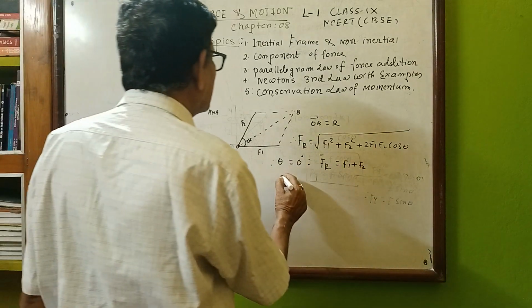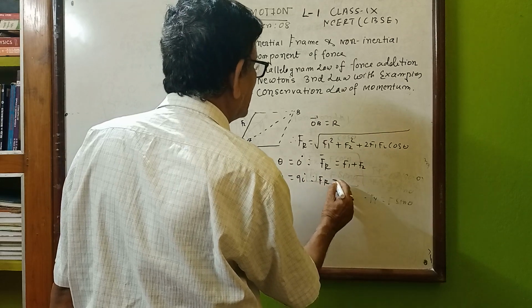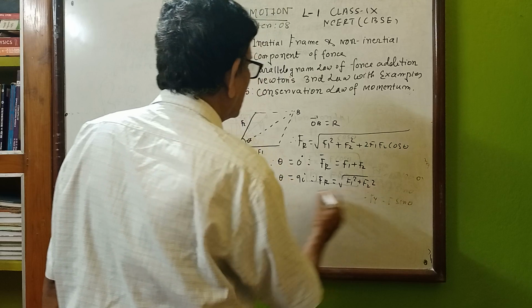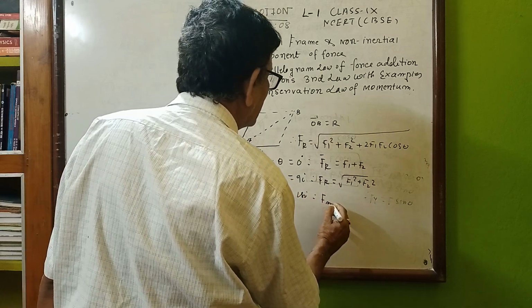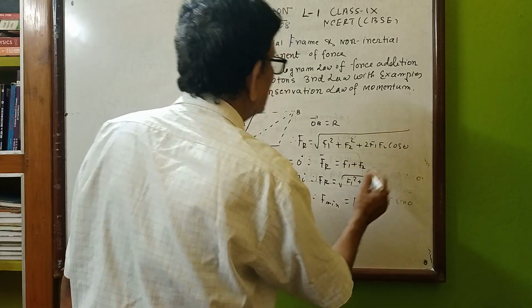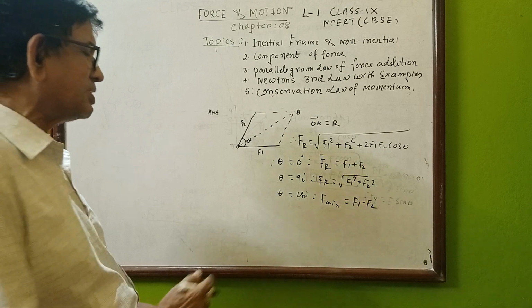Now if theta equals 90 degree, then Fr equals root over F1 square plus F2 square. Now if theta equals 180 degree, then you get the minimum, F1 minus F2. So the maximum resultant is F1 plus F2, and the minimum resultant is F1 minus F2.